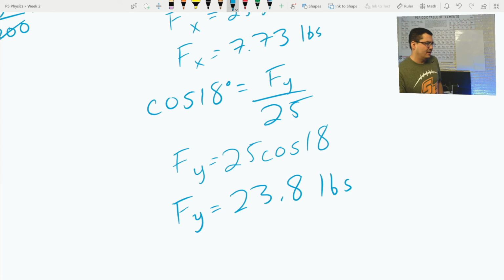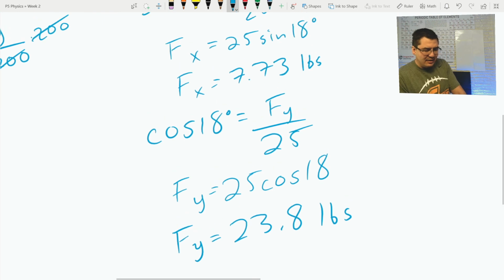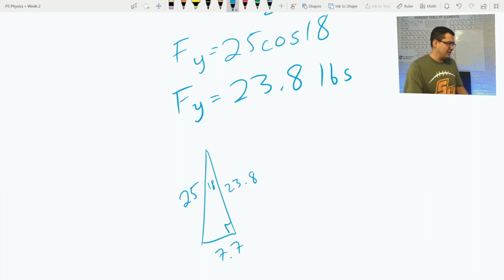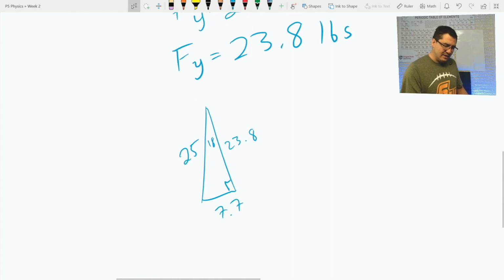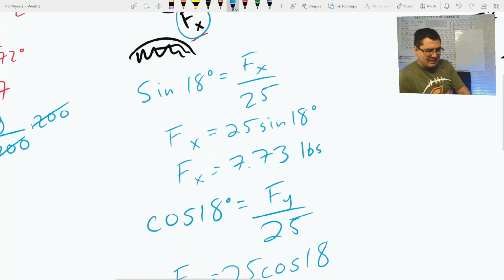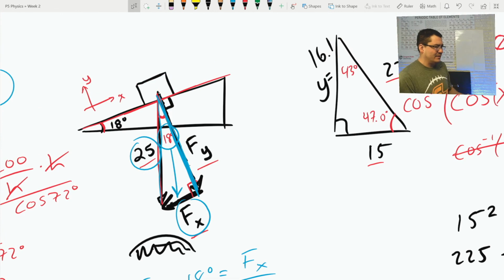All right, so a lot of the weight that's acting on that object is actually getting pushed back by the ramp. And we're going to talk about all sorts of things like the normal force. But right now, think of it like a triangle. We just solved it. This was 18. This was 23.8. This was 7.7. This was 25. We knew that this was a right triangle. And the missing angle, less important here, would be 72. So we solved it all the same, but you can start to see it's going to have some physics application.